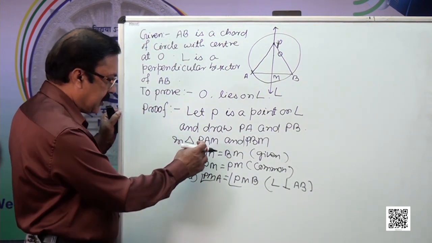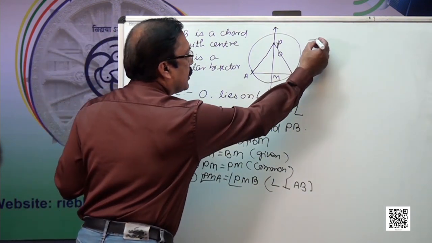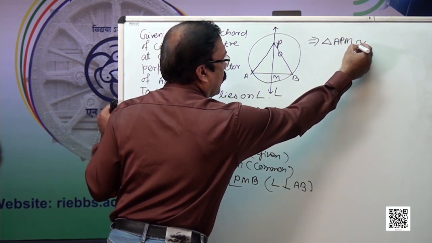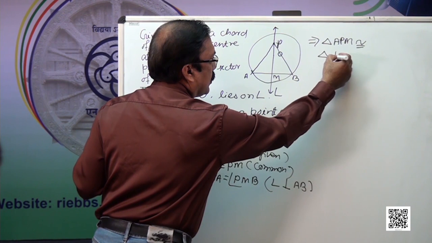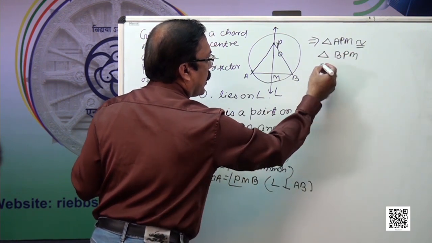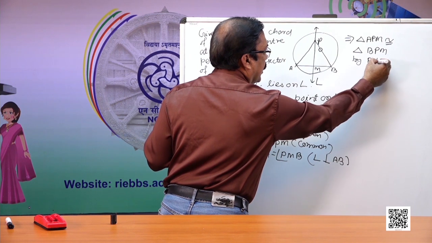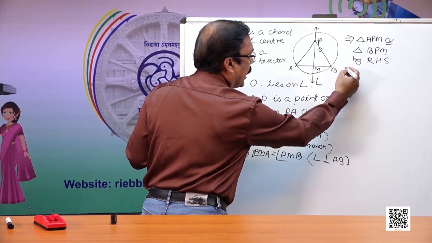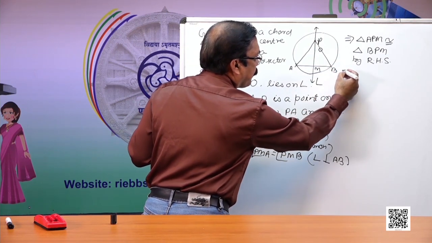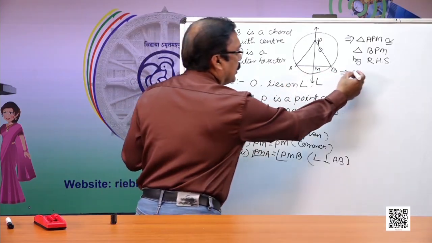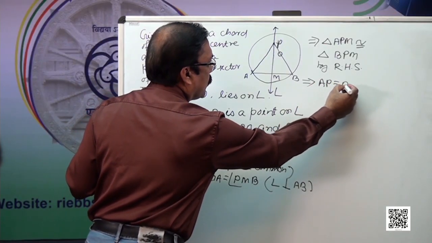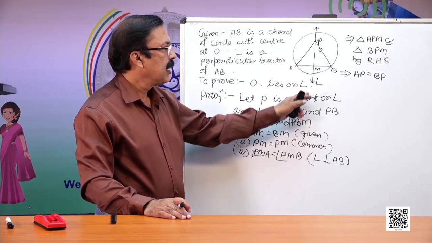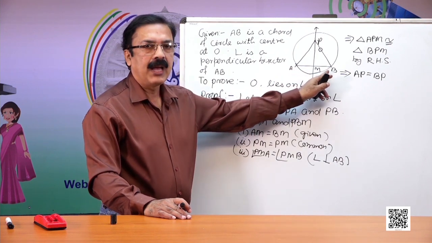Now, as these conditions are satisfied, this implies triangle APM is congruent to triangle BPM by RHS congruency. Next, what are then equal? Then AP is equal to BP. This shows that any point lying on this line is equidistant from A and B.